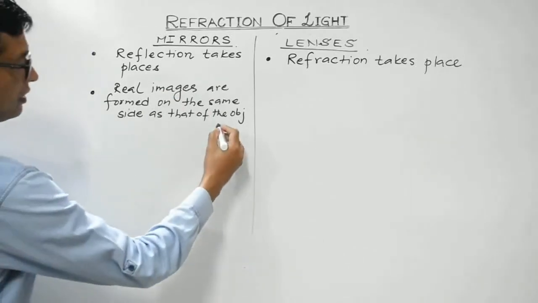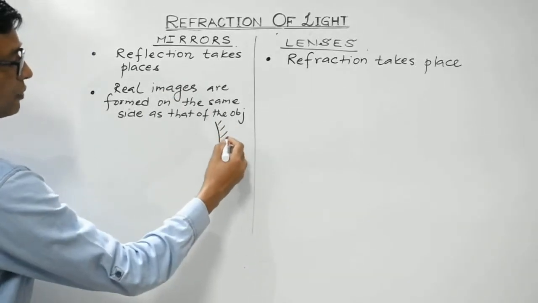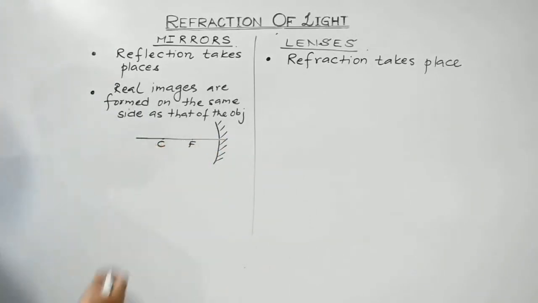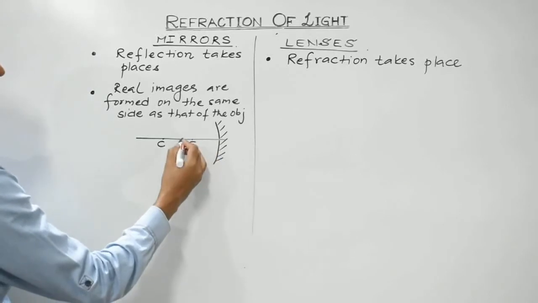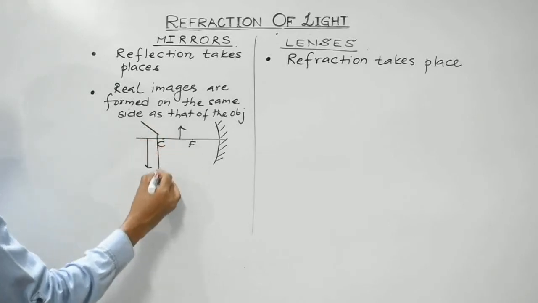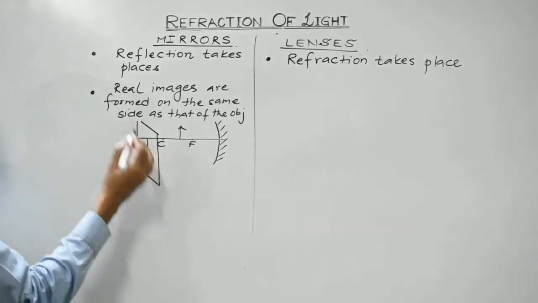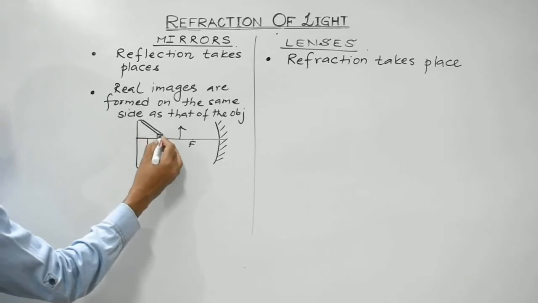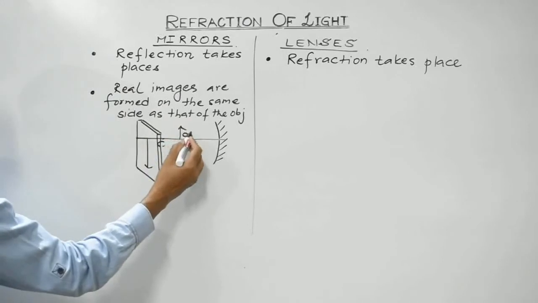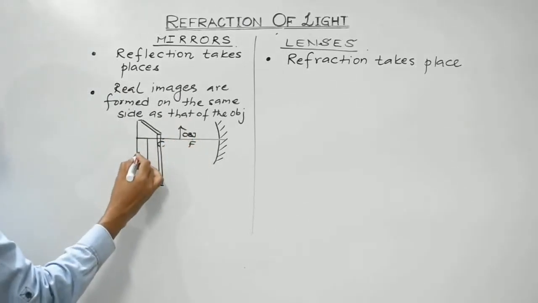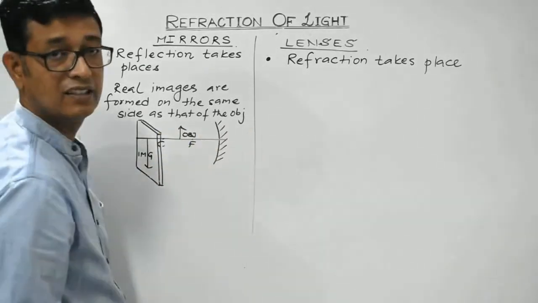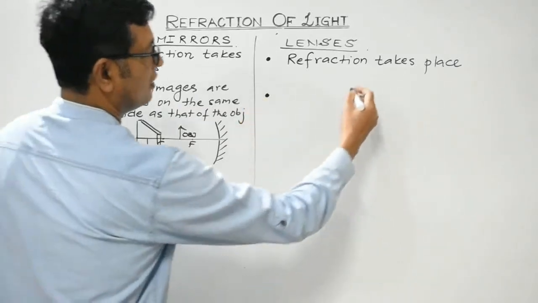Like this is a mirror, whether you consider concave mirror or convex mirror doesn't matter. And this is F, this is C. So if an object is kept over here, its image will be formed somewhere over here. So if you place a screen, then its image can be obtained. So what I mean to say is that in the case of mirrors, the real image is formed on the same side as that of the object. This is the object and this is the image. Is it clear? While in the case of lens, this is a lens.